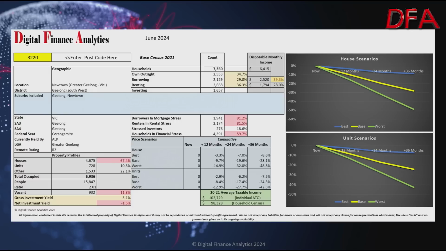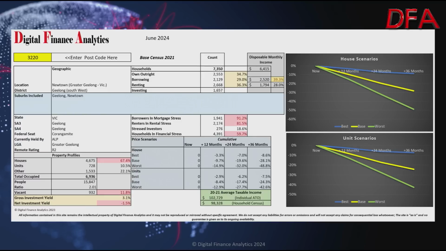And we go to Newtown, again in Geelong, with 7,350 households there, 34% owning outright, 29% borrowing, 36% renting, 91% in mortgage stress, 81% in rental stress, overall financial stress, 59%, all very high figures, 67% of houses, 10% of units, and there are some other types of property there too. People ratio is just over 2.